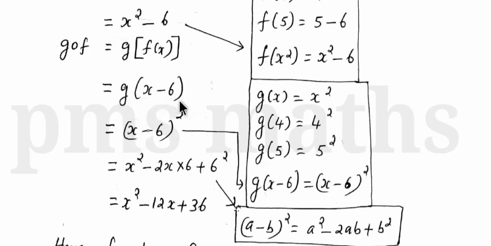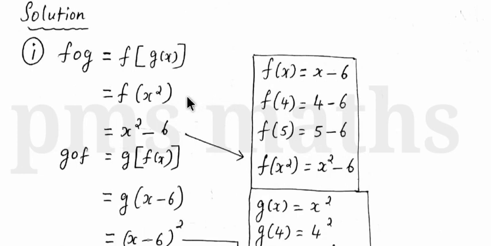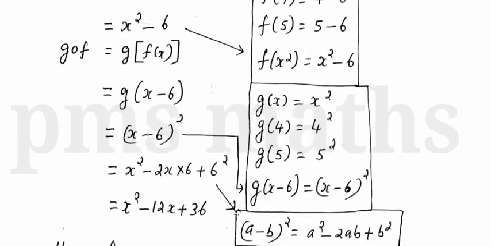Here, g of x minus 6 is nothing but x minus 6 whole square. What's the reason? Here, what is g of x? G of x is nothing but x square. Therefore, for example, g of 4 is 4 square, that means just substitute x is equal to 4. For example, g of 5 is 5 square. Here we want g of x minus 6. Therefore, what is the value of g of x minus 6? Just substitute x is equal to x minus 6. X minus 6 whole square.